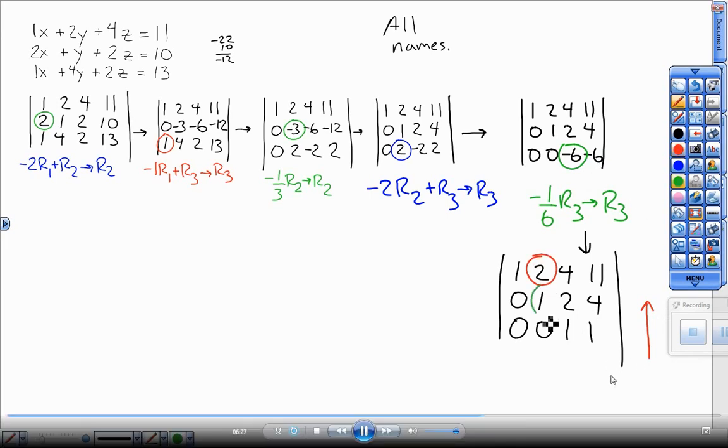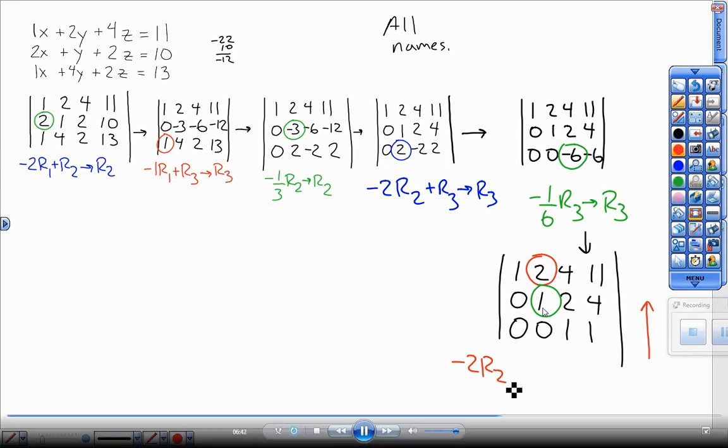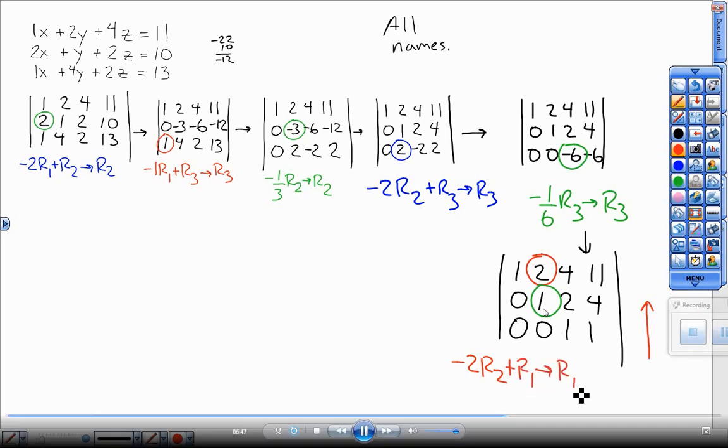Now I'm working my way up, zeroing out this number right here by looking at this second row. I'm going to multiply this second row by negative 2 and add that to the first row. So negative 2 times row 2 plus the numbers of row 1 back into row number 1. So here I go, working my way up. Don't want to use this row because that wouldn't change anything.